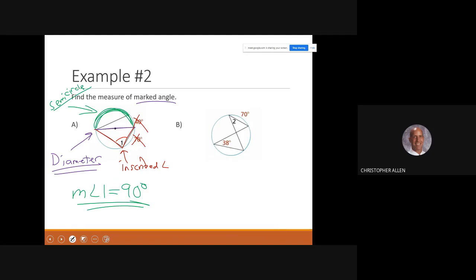Now, I said I was going to do A, and I was going to let you guys do B. So on B, we're trying to find the measure of angle 2. The measure of angle 2. I don't want you to guess on this one. I only want you to answer if you feel confident about your answer. Does anybody have any idea of what the answer would be for B? What would be the measure of angle 2?